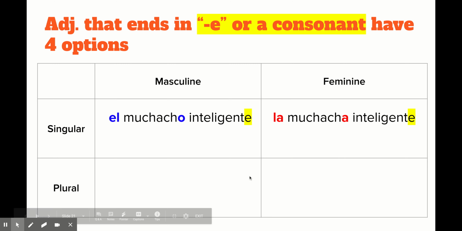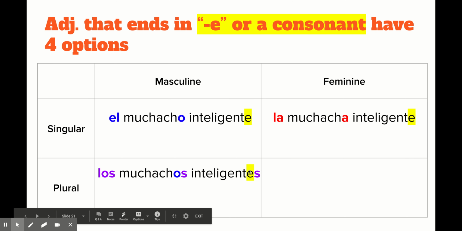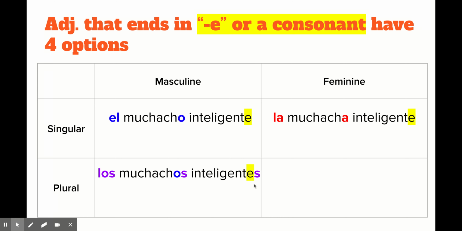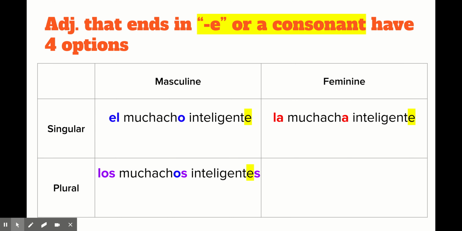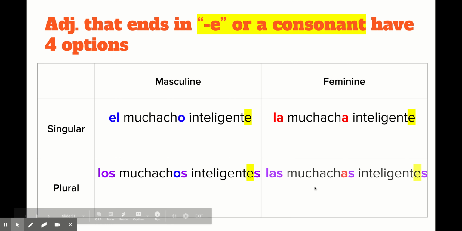What if we want to make that plural, though? What if we want to make el muchacho inteligente plural? We have to change some things. You have to change the article, you have to change the noun, and you have to change the adjective. Los muchachos inteligentes, with an S now because I'm talking about more than one muchacho. Again, making sure it agrees in gender and number. And the last one, if we're talking about the intelligent girls, las muchachas inteligentes, right? We're adding another S here because they are plural. So that's if it ends with an E.